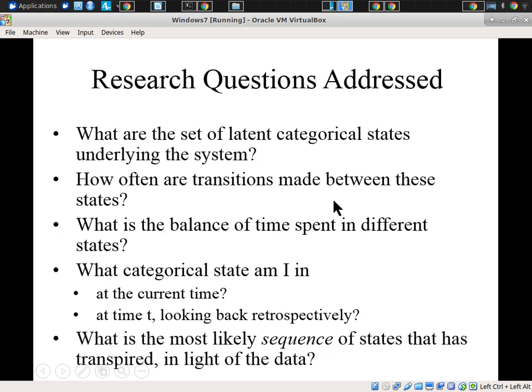Okay. So here we have this underlying system transitioning between categorical states according to some theory. We have observations that are individually ambiguous, noisy, uncertain about that underlying state, and we're trying to infer what state we are at any one time and in a whole sequence of these.